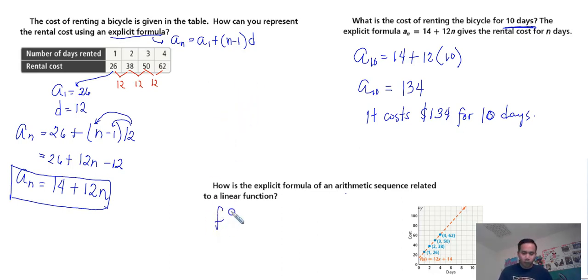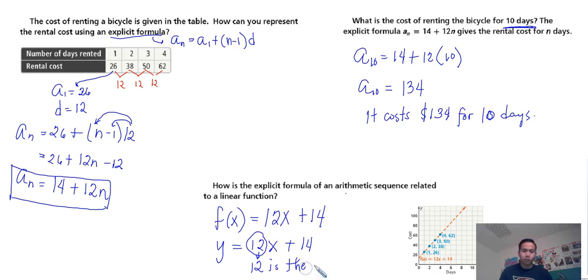You can write this as a linear function. You can write f of x is equal to 12x plus 14, or you can write y is equal to 12x plus 14. This is in slope intercept form, where this 12 here is the rate of change, or the slope.